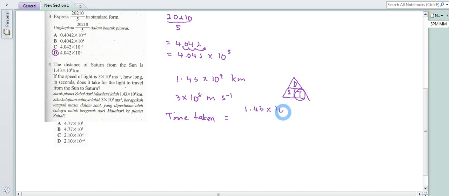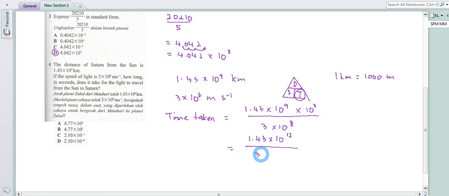1.43 times 10 power 9. This is in kilometer. I want to change it to meter. I have to times by 10 power 3, because 1 kilometer is equal to 1000 meter. Still remember this one? Then I just divide by the speed, 3 times 10 power 8. So I will get the time taken. This 1.43 times 10 power 9 plus 3, you get 12, divided by 3 times 10 power 8.